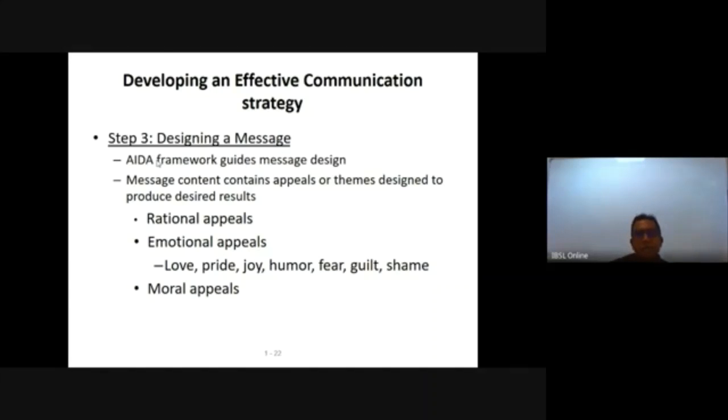Message content contains appeals or themes designed to produce desired results. There are different appeals that can come in a message. The rational appeal is a logical appeal. The message may be with a logical appeal: why should you buy this? You convince the customer to buy your product because your product is the best, more rational and logical. Emotional appeals are with regard to your emotions. Your ads may have to do with love, pride, joy, and so on. Moral appeals are messages, maybe on polio, or on smoking and consumption of liquor. So there are moral appeals in your message.